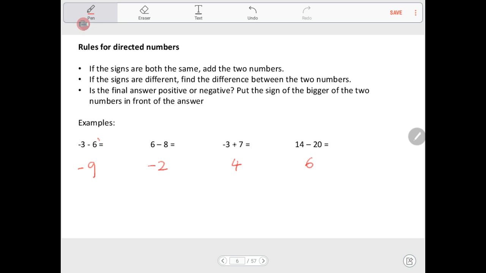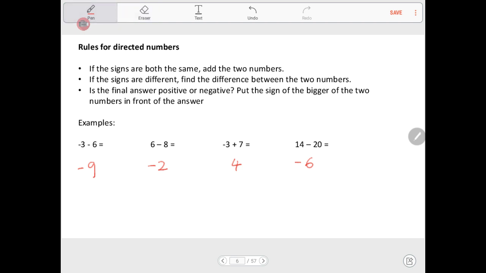Okay, 3 and 7. Think to yourself, which is the bigger number? Of course it's 7. 7 is positive, so the answer stays positive. -3 plus 7 is 4. And this last one, see if you can get it. I'll give you a moment to think about it. Okay, so the bigger number is 20. 20 is negative, so the answer is negative. So that's one method you could utilize for these directed numbers type situations.